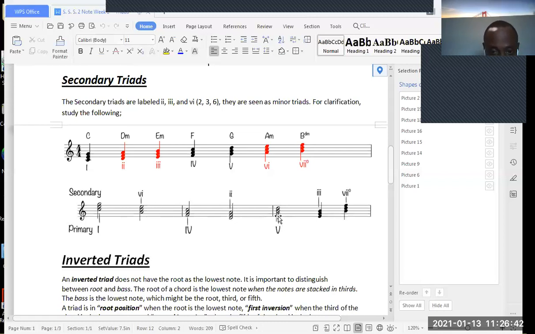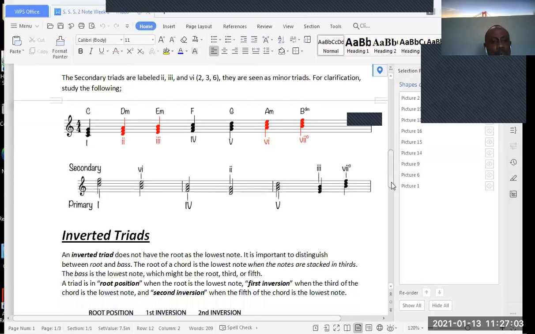Then this one is what? Chord 5. It is a primary triad. You can see all those that are primary triads are indicated below. And those of secondary triads are indicated at the top. Can you see it now? So that is that.